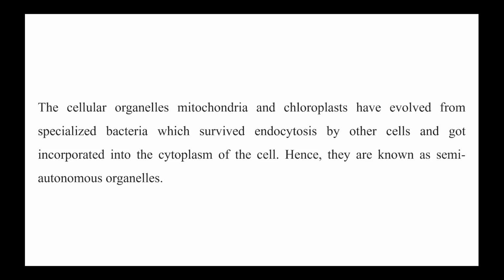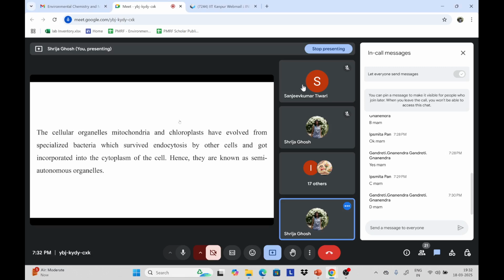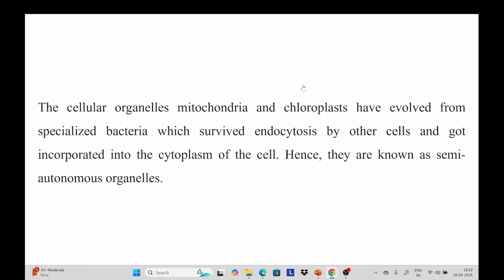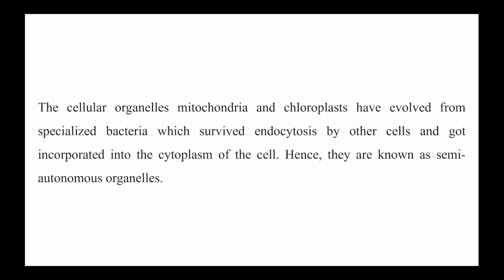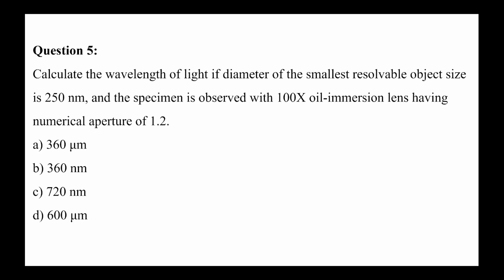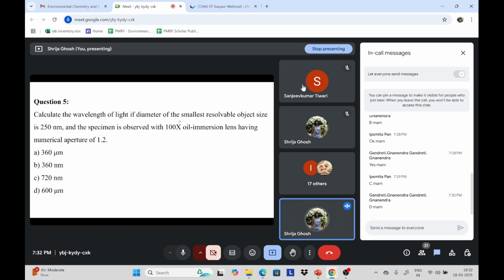So these have DNA and these have the ability to divide. That's clear. So mitochondria and chloroplast, both of them have DNA and they have the ability to divide also. So they are kind of semi-autonomous organelles. That's clear to everyone. We are moving on to the next question.